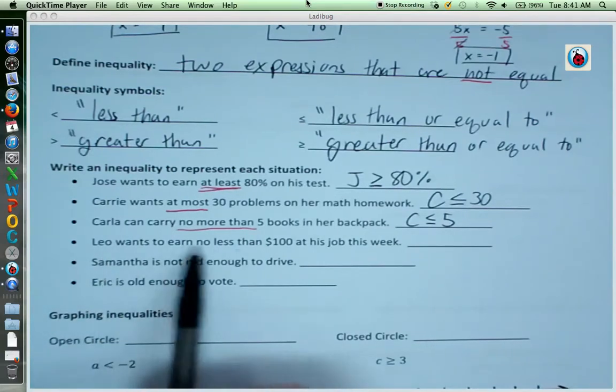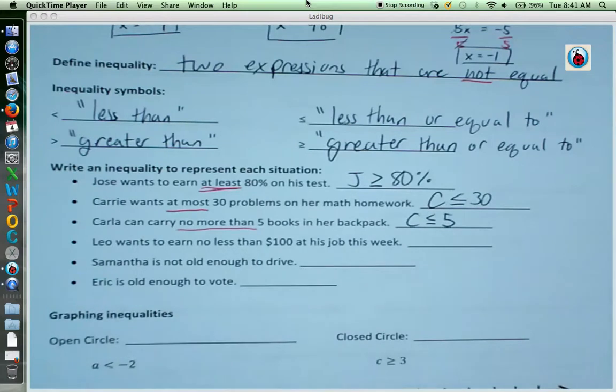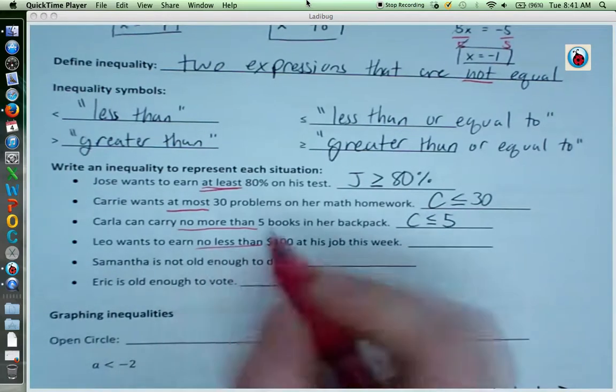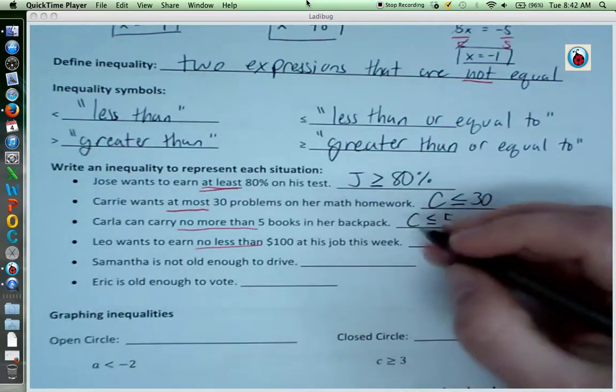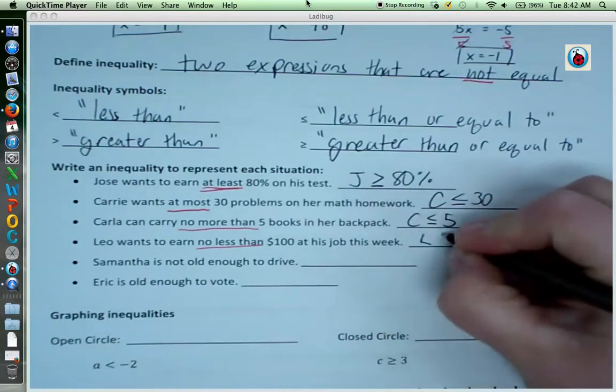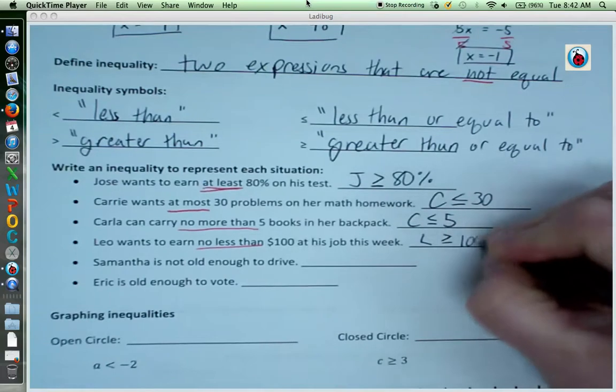Leo wants to earn no less than $100 at his job this week. Maybe he's saving money for something. No less than $100. So Leo wants greater than or equal to 100.